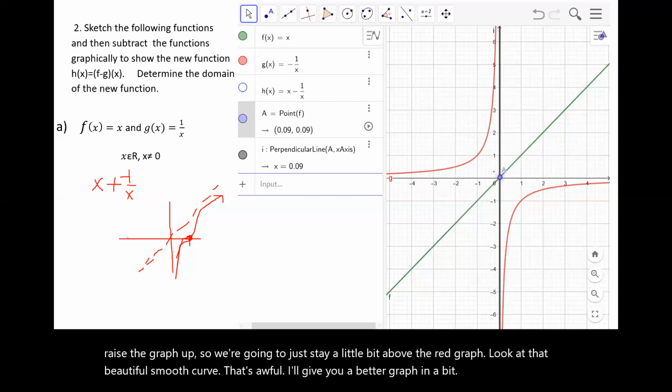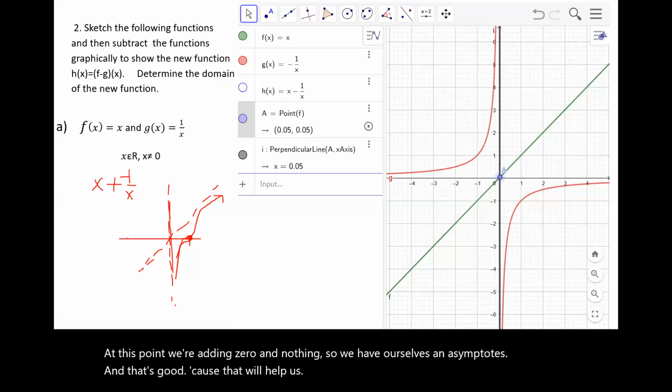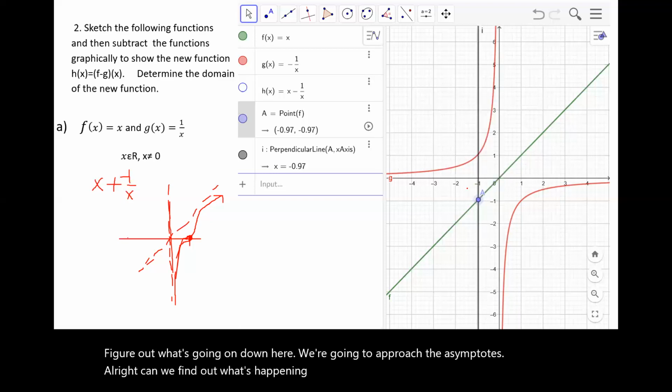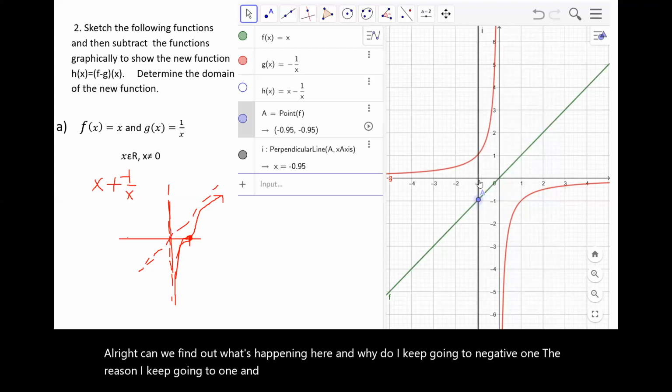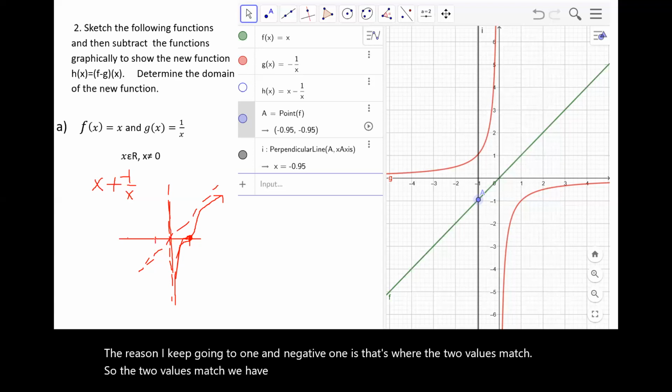At this point, we're adding 0 and nothing. So we have ourselves an asymptote. And that's good because that will help us figure out what's going on down here. We're going to approach the asymptote. All right, can we find out what's happening here? And why do I keep going to -1? The reason I keep going to 1 and -1 is that's where the two values match. So the two values match. We have another x-intercept.